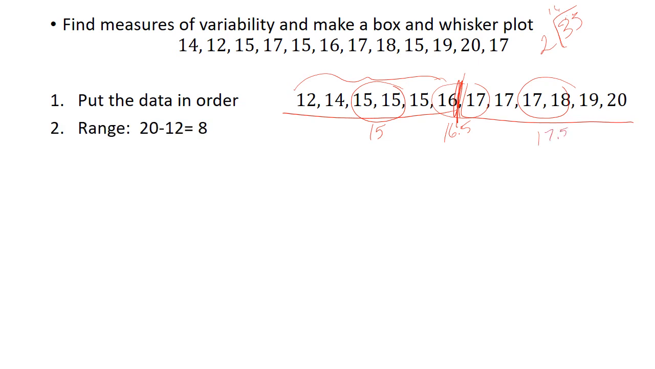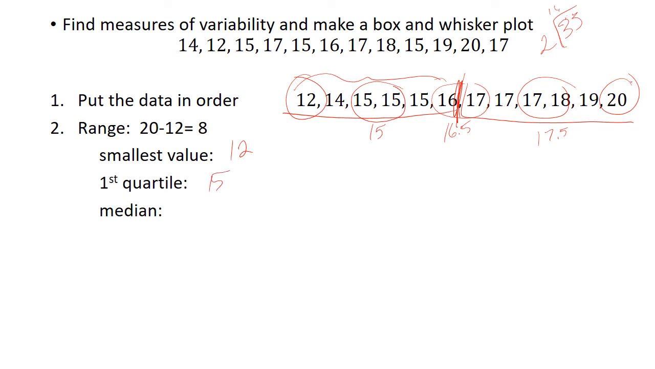All right, so my range is my top minus my bottom, which is 8. Smallest value is 12. First quartile is 15. The median is 16.5. Third quartile is 17.5. Largest value is 20.